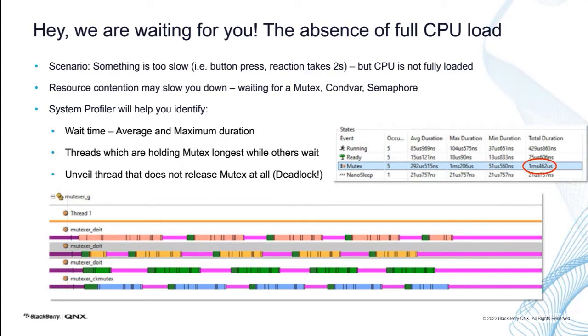You could use a read-write lock that only stops the threads trying to read when the writer is active. So what the system profiler does here is show you the wait time, where you see how long your threads had to wait. It also helps you identify which thread holds a mutex for the longest time while the others are waiting. And in this screenshot we also have a scenario of a deadlock, where obviously one thread forgets to unlock the mutex. So in the end, everyone is waiting for each other.